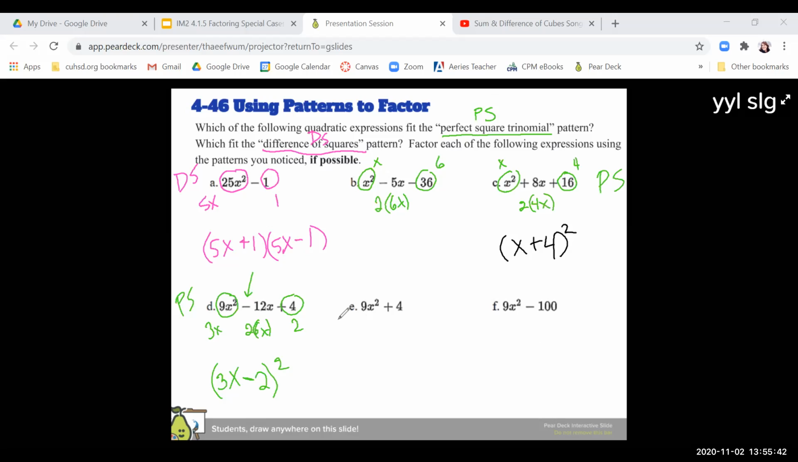And then part B is a trinomial, so that doesn't fit that pattern. Part E is a binomial, and it has perfect squares. But the problem with part E is that it's a sum. So that's not a difference of squares. But in part F, it looks like we have it. So we have 9x squared, we have 100. The square root of 9x squared is 3x. The square root of 100 is 10. And there's subtraction between. So we've got it here. This is a difference of squares, and our two factors will use 3x and 10. 1's plus, 1's minus.